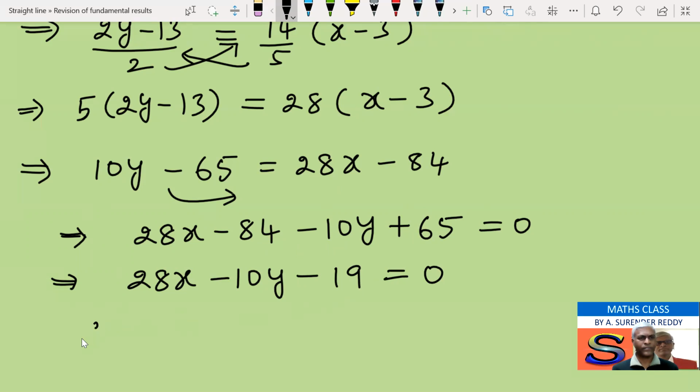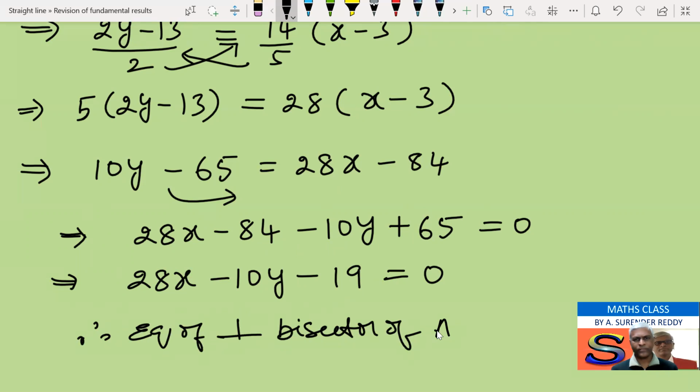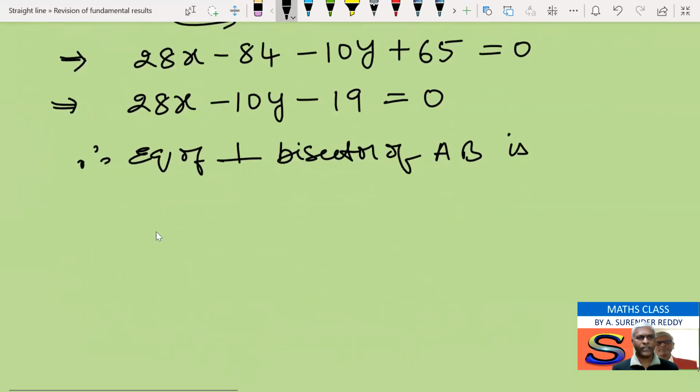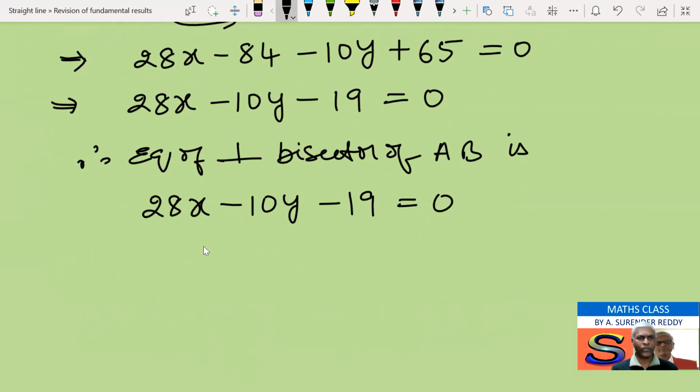So this is the equation of the perpendicular bisector. Equation of the perpendicular bisector of AB is 28x minus 10y minus 19 is equal to 0.